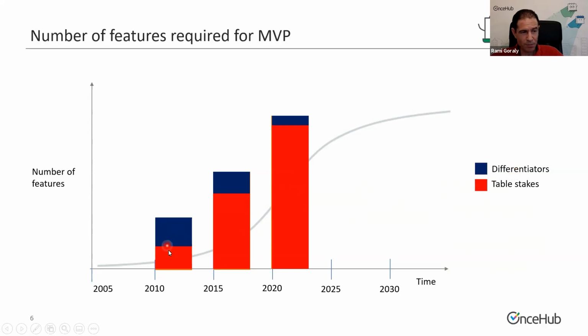If you launch in the optimal window of opportunity, most of your features are differentiators. But launching in 2015, most of your features are table stakes, and the differentiators you have here are even lower than what you had here. And if you were to launch now, you would have very few differentiators. The market is in a state where it's very hard to find new features to differentiate in online meeting scheduling. And you would have to do a lot of table stakes, a lot.